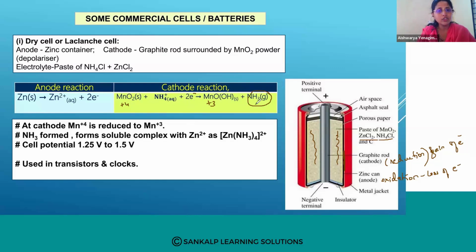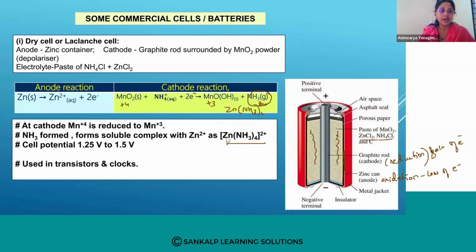Actually, the NH3 gas is not liberated as a gas, because it combines with this Zn2+ and forms [Zn(NH3)4]2+. This particular ion is formed. So we show it like this. Actually, this dry cell reaction is very complex. So at the cathode, Mn4+ is reduced to Mn3+. NH3 forms a soluble complex with Zn2+ as [Zn(NH3)4]2+.